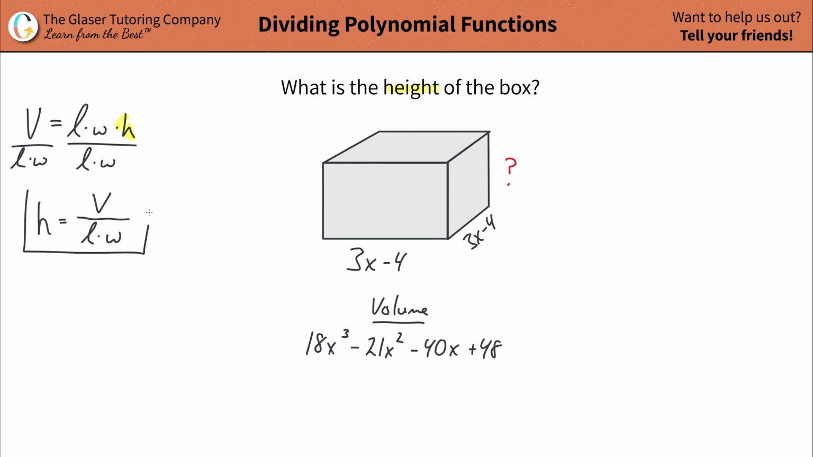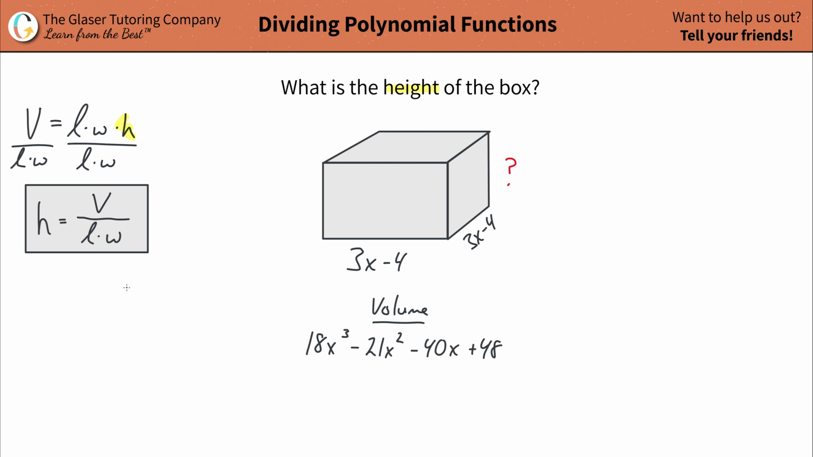So in order to use this formula to solve for the height, what I would need to do is know the volume. Oh, wait a minute, we do know that. I would need to know the length. Oh, wait a minute, we do know that. And I need to know the width. Oh, wait a minute, we do know that. Now, we don't know an exact number, because we have variables here, but the idea is that we can now find a function that will represent the height of the box.